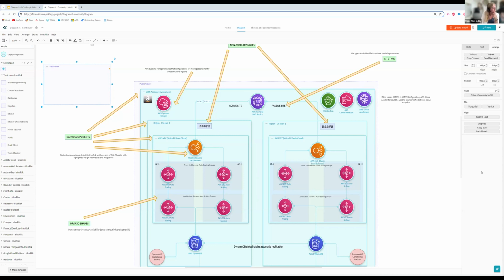I've got a few more questions here, if that's okay. So how can we measure the effectiveness of our business continuity plans with threat modeling? Yeah, measuring the effectiveness of our business continuity plans with threat modeling.